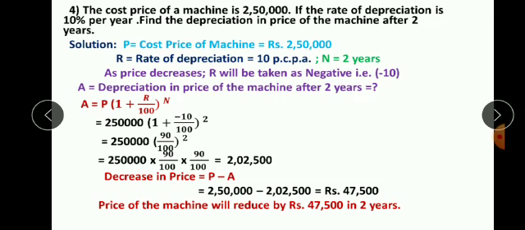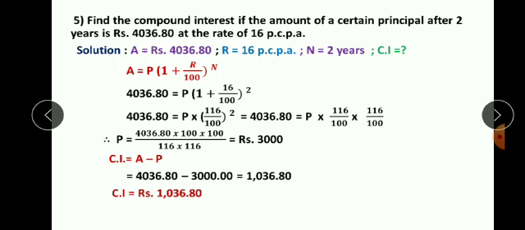So in this way we have done 4 questions of the same exercise. Now we will do the 5th question. Find the compound interest if the amount of a certain principal after 2 years is rupees 4,036.80 at the rate of 16% per annum. What is given here? Amount is given as 4,036 rupees 0.80. R is given as 16% per annum. N is given as 2 years. And we have to calculate the compound interest.